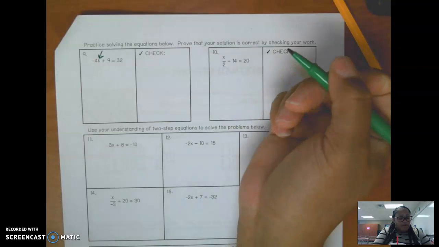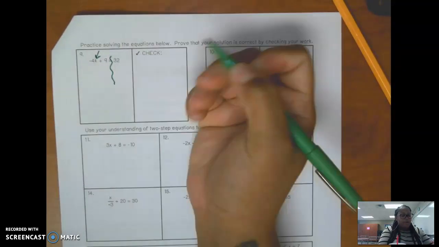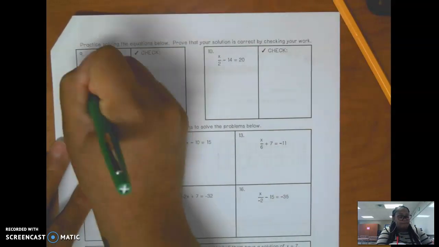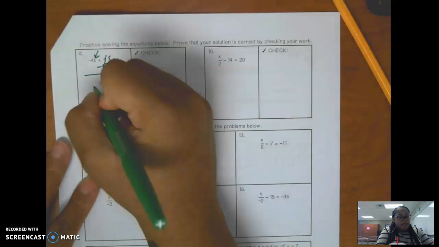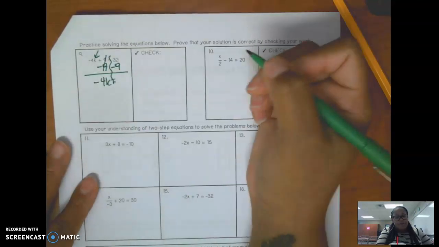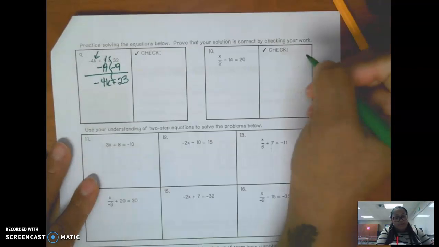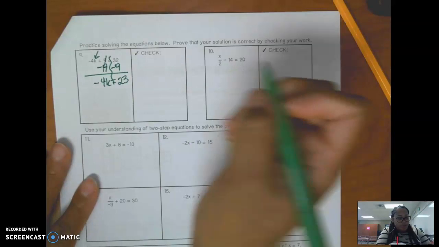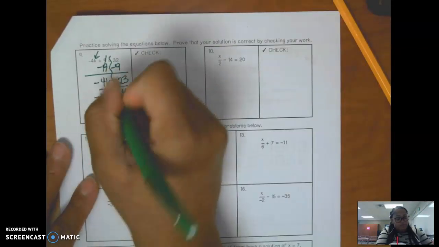So I have -4k plus 9 equals 32. So I'm going to draw my river. And then I'm going to subtract 9 from both sides. Then positive 9 and -9 will cancel each other out. I'm left with -4k equals 32 minus 9, which is 23. This is going to be a fraction or a decimal answer. So I'm going to divide both sides by -4.